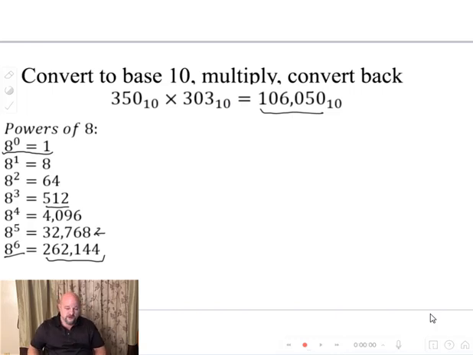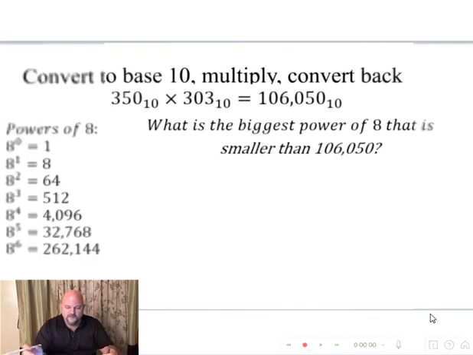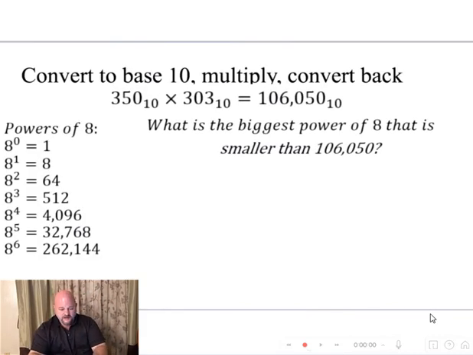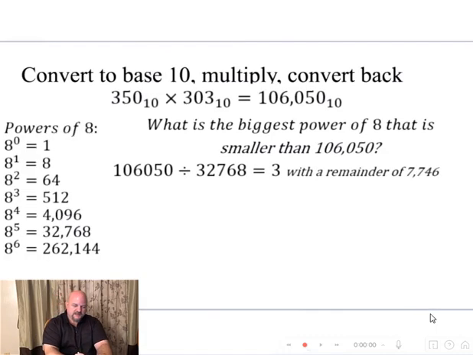So once we have our powers of 8, the first step is to ask the question, what is the biggest power of 8 that is smaller than 106,050, the number we're trying to convert? What's the biggest power of 8? Well, the biggest power of 8 is 8 to the fifth, 32,768. And so what we ask is, what would 106,050 divided by 8 to the fifth be? You can put it in your calculator, you'll get 3 with some decimal remainders.